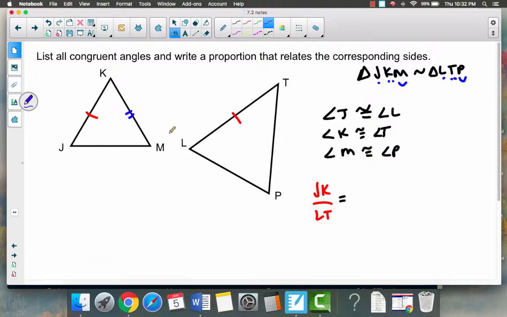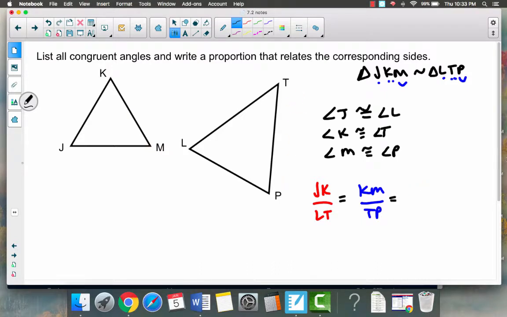So if I wrote a ratio of KM, then KM would have to go with TP. Now, these are not congruent, so I marked that wrong originally, so ignore the markings, but I'm just marking so you know which ones I'm working with. KM and TP are not congruent to each other. However, they are related in size, and that's what ratios and proportions tell you. So this ratio from JK and LT has to be the exact same ratio of KM to TP.